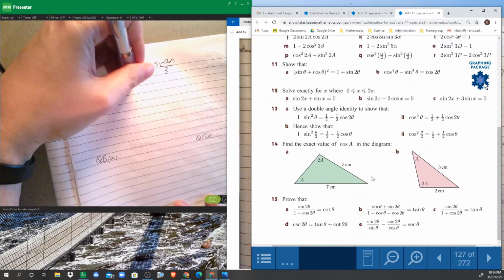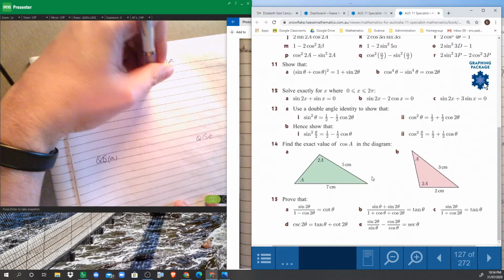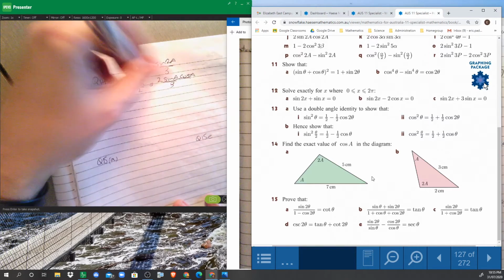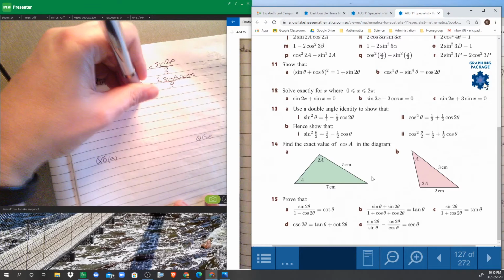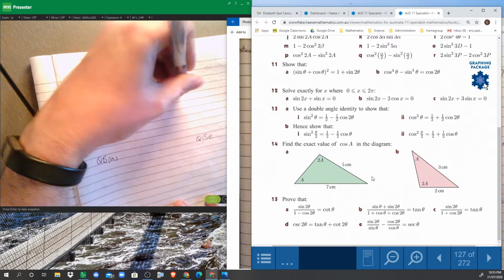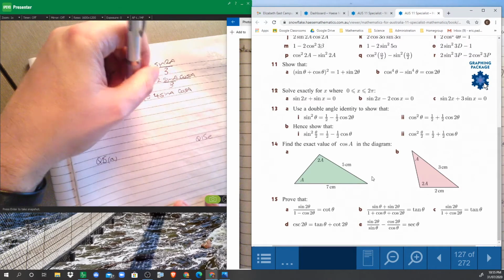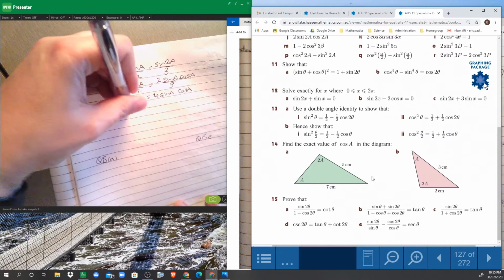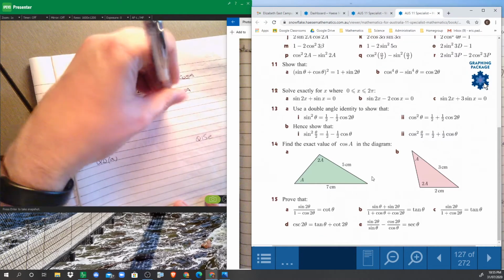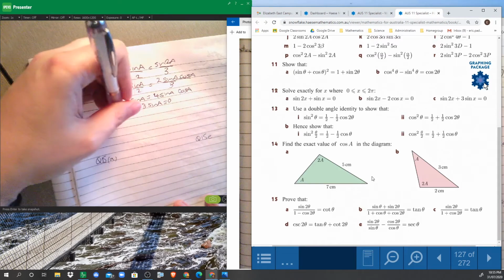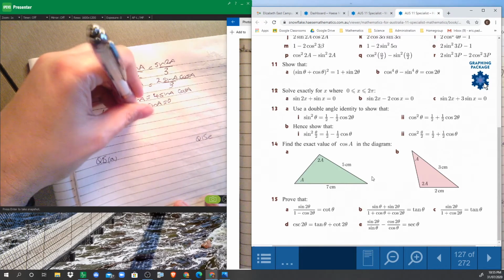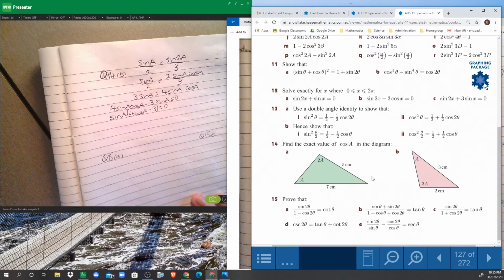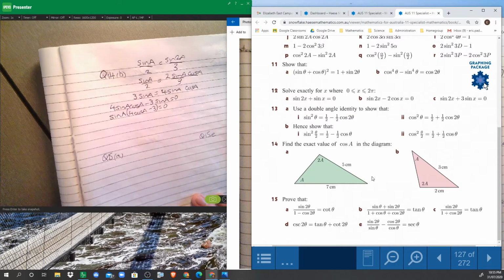All right, now using the double angle formula, sine 2A equals 2 sine A cosine A, over 3, times by 3, times by 2. So 3 sine A equals 4 sine A cosine A. Then 4 sine A cosine A minus 3 sine A equals 0. All right, so you got that. So, I mean, we've got solutions for that.